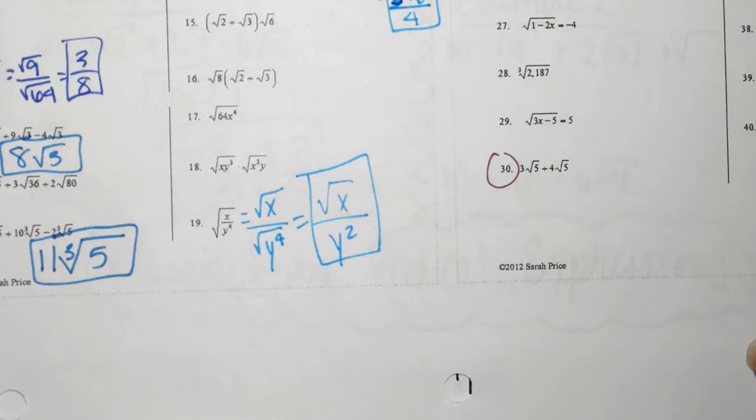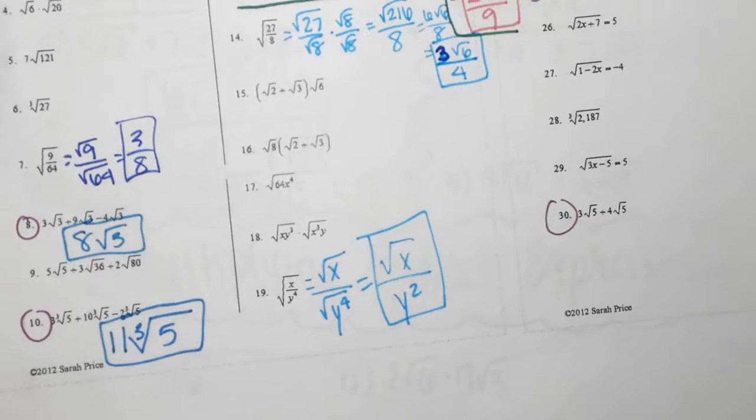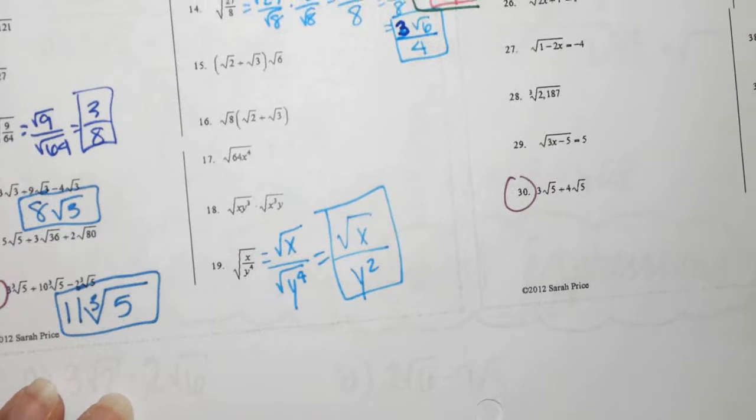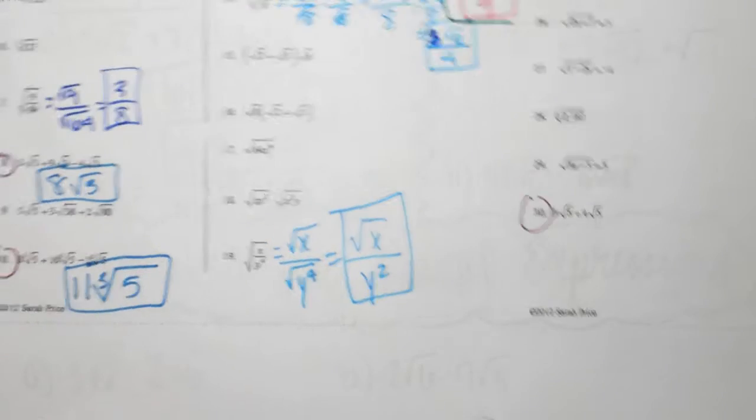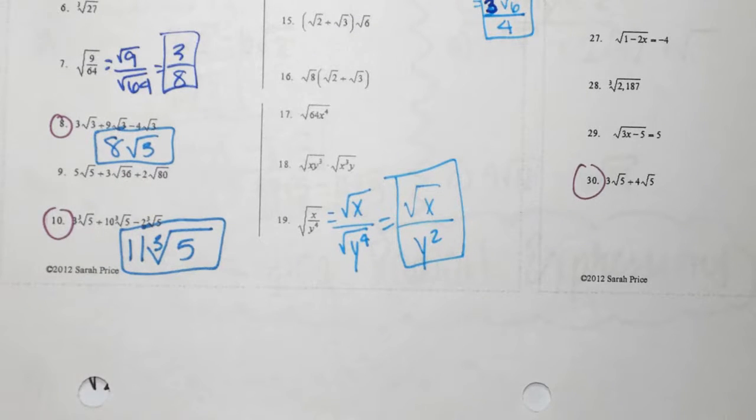So for 8 and 10, did you get 8 root 3 and then 11 cubed root 5? Look at us. Do we need another minute on 30 and 31? Okay.